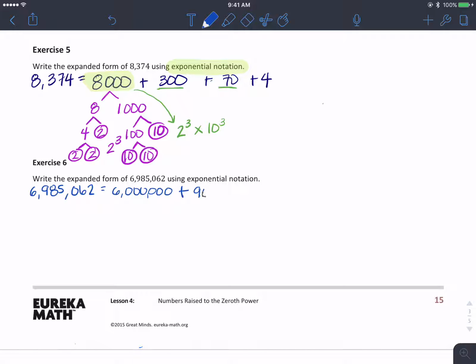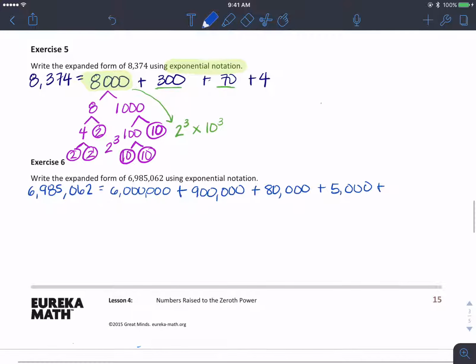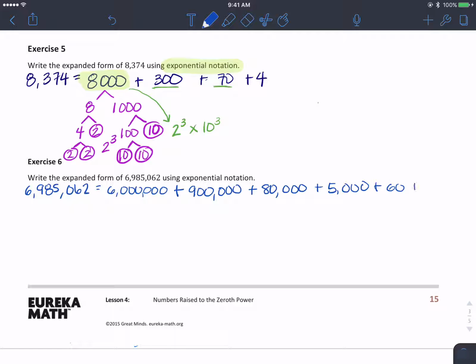plus 900,000 plus 80,000 plus 5,000 plus 60 plus 2. Okay, and so you just have to factor each of those similar to how we did 8,000.